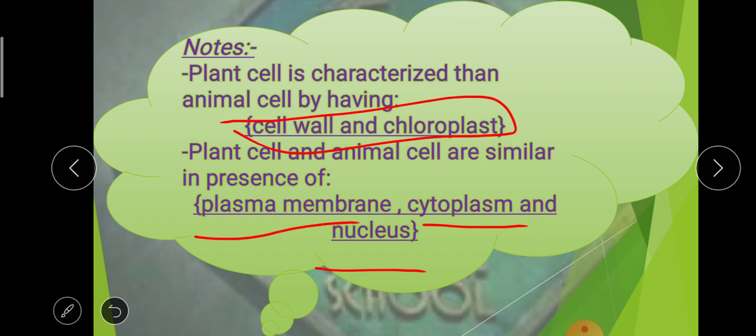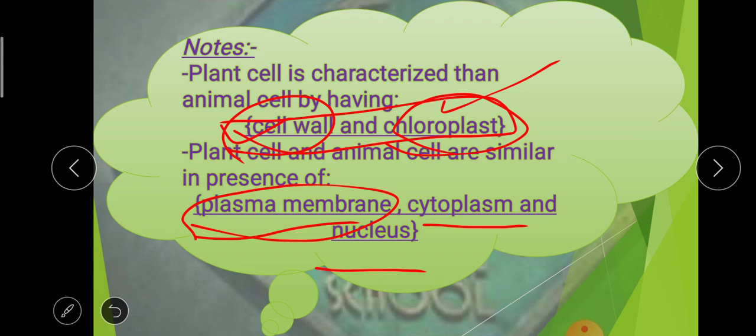This is an important part. The plant cell is characterized from the animal cell by having a cell wall and chloroplast. A cell wall gives the plant its definite shape, and chloroplast absorbs sunlight to carry out the photosynthesis process. But both of them have what? They are similar in having the plasma membrane, which controls the substances that enter or leave the cell; the cytoplasm, which fills the cell and where all the biological operations occur; and the nucleus, which organizes all biological operations and is responsible for cell division. Okay?